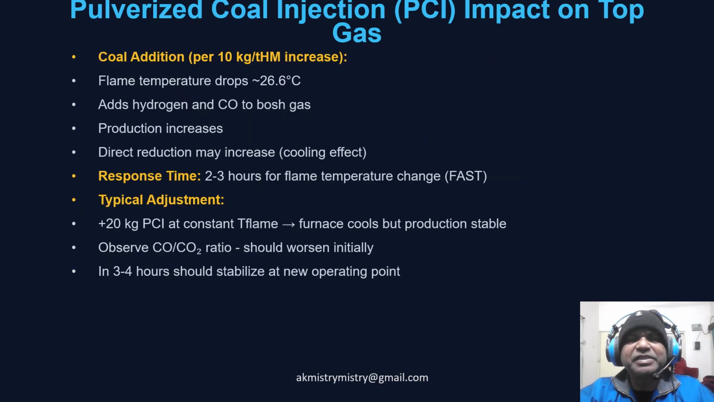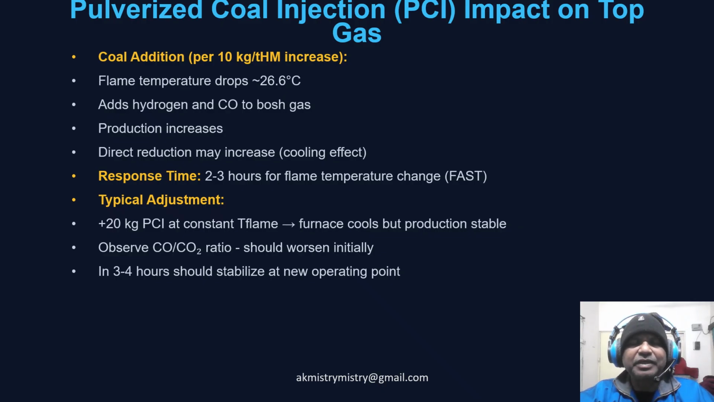Now, pulverized coal injection significantly influences both flame temperature and top gas composition. For a 10 kilogram per ton hot metal increase in PCI, the theoretical flame temperature will drop by around 26 degrees. At the same time, additional coal adds both hydrogen and carbon monoxide to the bosh gas and usually increases production. Because of the cooling effect, direct reduction may increase initially. PCI adjustments are relatively fast acting, with a noticeable flame temperature response in 2 to 3 hours.